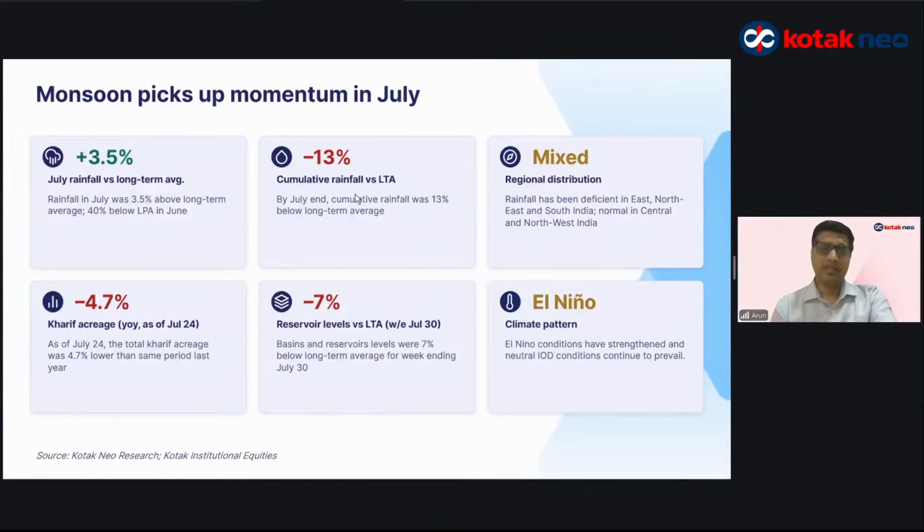But having said that, the El Nino conditions have strengthened, and the neutral IOD conditions continue to prevail. So we'll have to wait and watch how these pan out. But I think we are anyways anticipating and expecting the monsoons to be weaker, and we are factoring a fair bit of that into our numbers as well. Next slide.